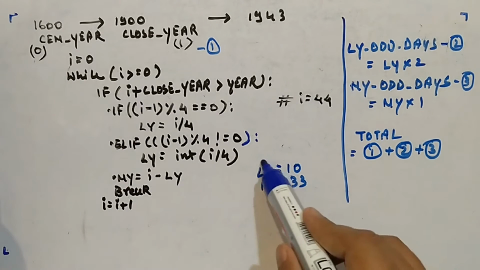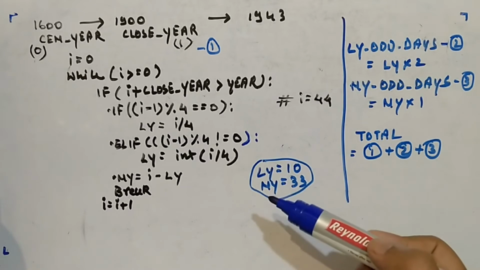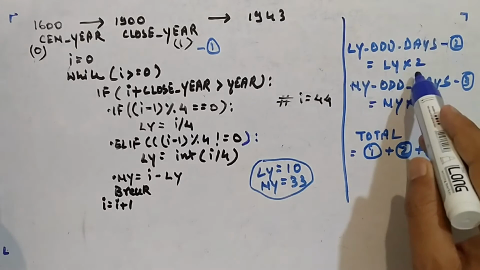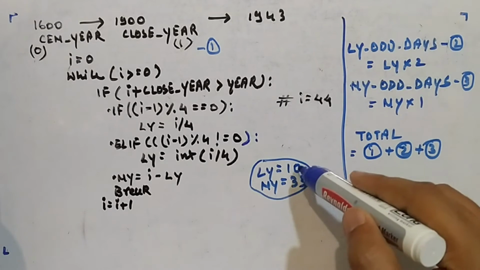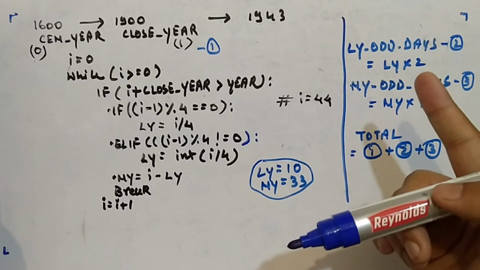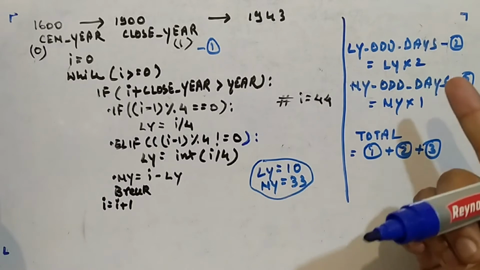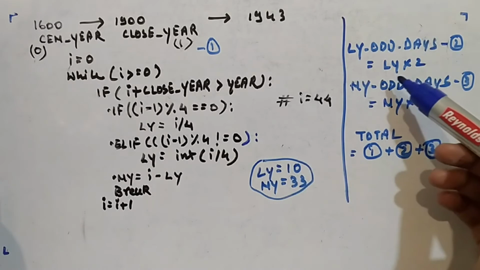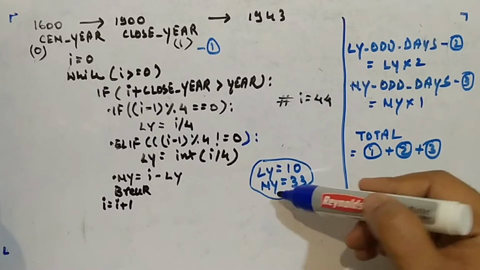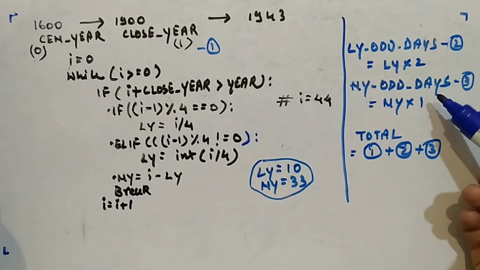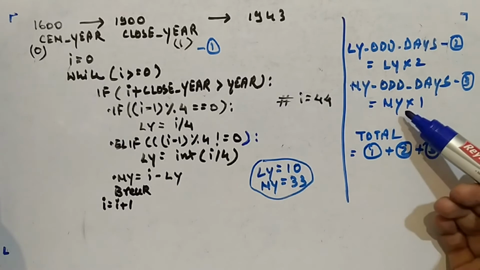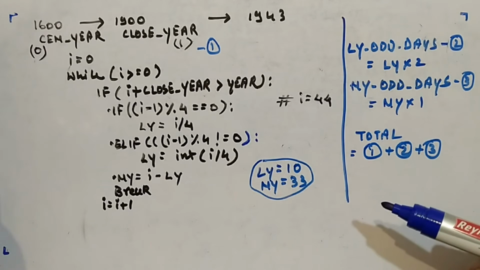Once I get these, I can calculate the odd days. Leap year odd days will be equal to leap year into 2. You know that one leap year provides 2 odd days, so for 10 years you will have 10 into 2, so 20 odd days. Similarly, for normal year odd days, each year provides 1 odd day, so 33 years will provide 33 odd days.